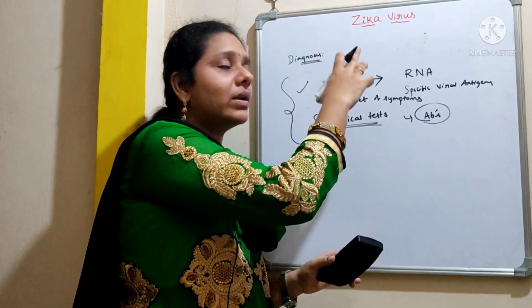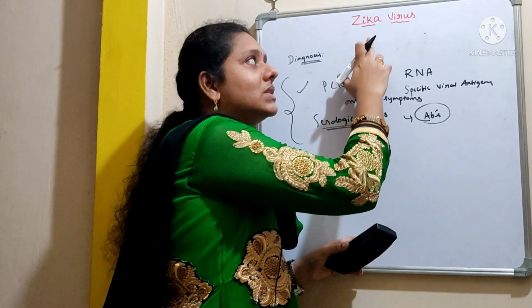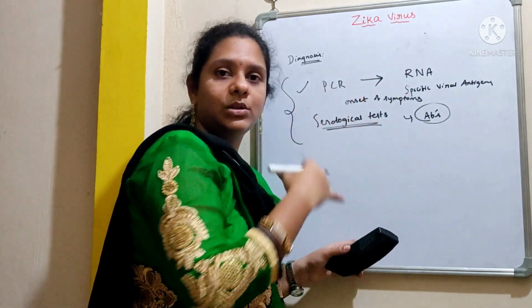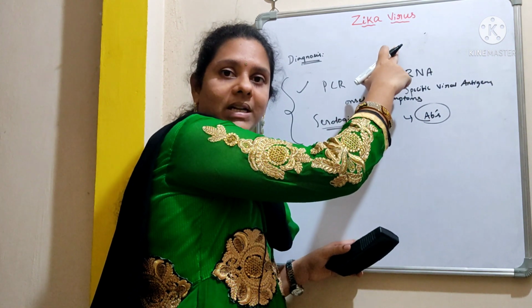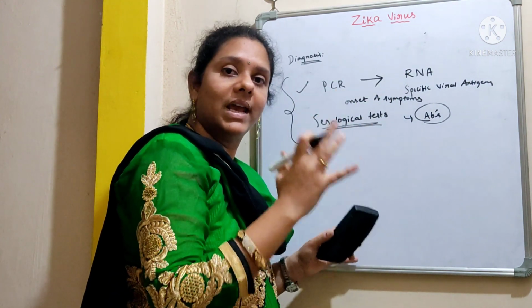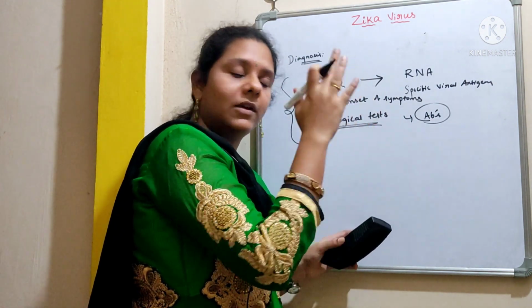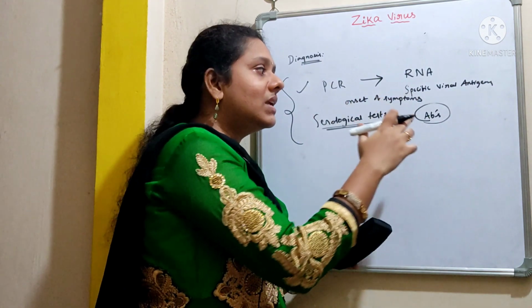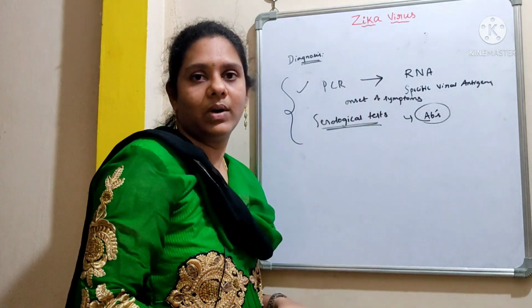Because once this foreign particle enters into our body, what is the foreign particle here? Zika virus. When it enters into our body, our body will recognize this virus as a foreign particle and it will start producing antibodies, right? So our body will take some time to produce antibodies. If we wait for some 5 days and carry out this test, we can easily detect the presence of antibodies that are specific towards the Zika virus.